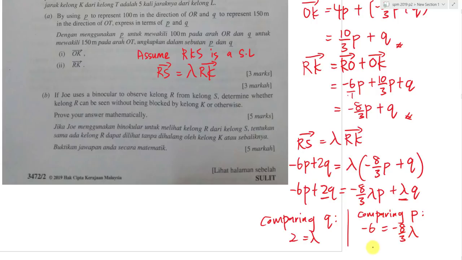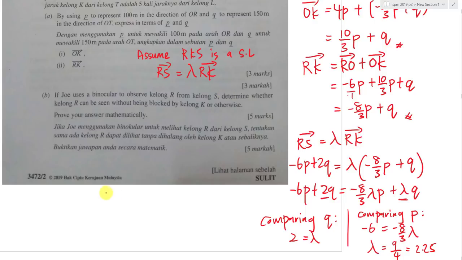By solving this one, my lambda is basically equal to negative 18 divided by negative 8. So it will be 9 over 4, which is 2.25. So it is not exactly the value 2 here. Because the lambda value is not the same, I can be very sure they are not a straight line here.